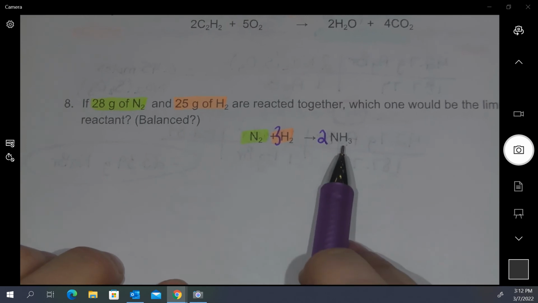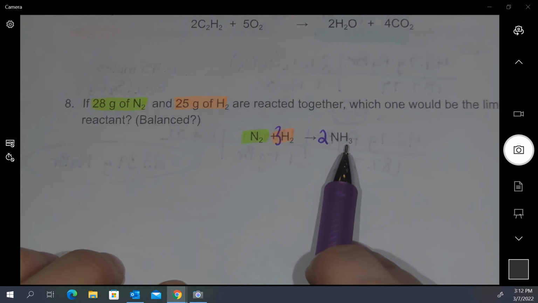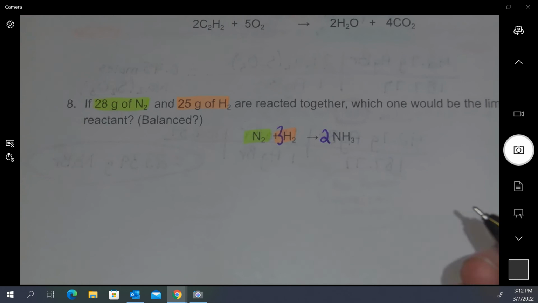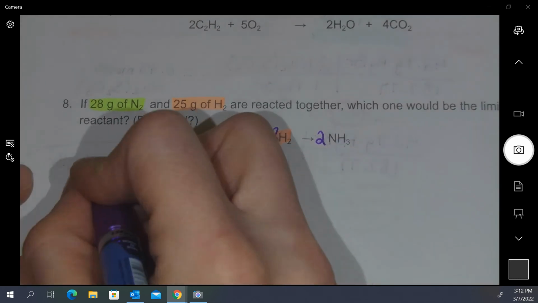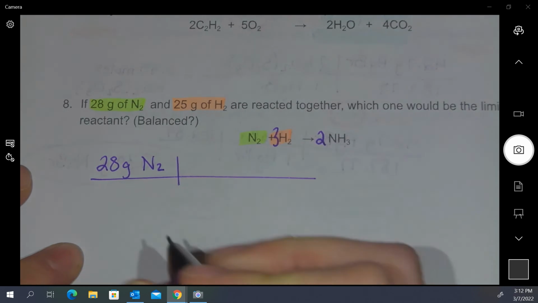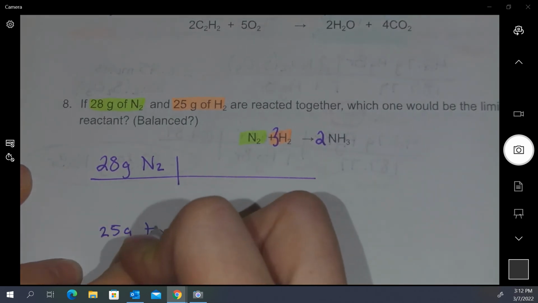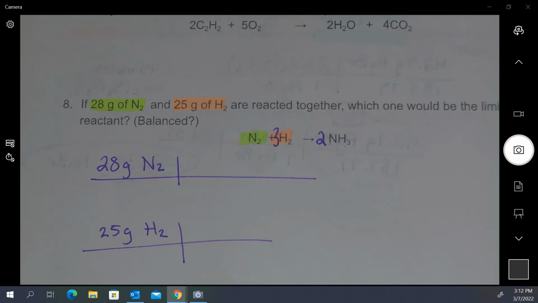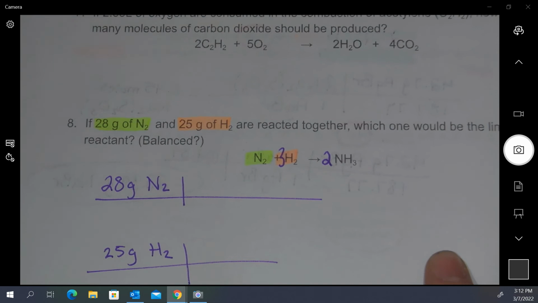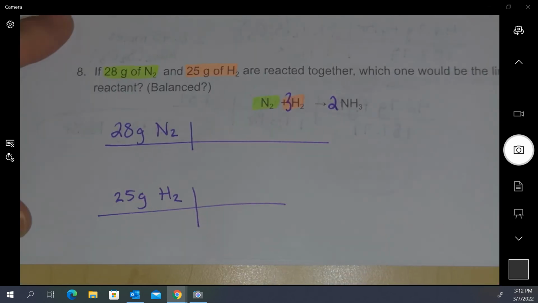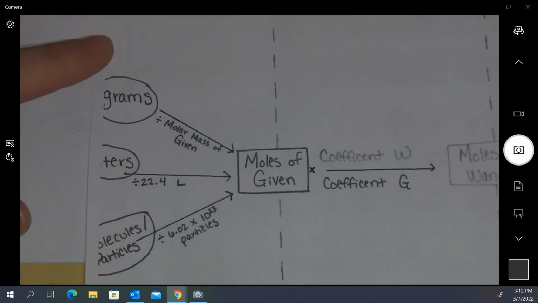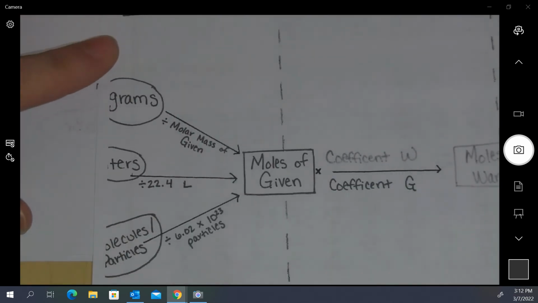Does it specify that I need to solve for NH3? No, but do I have another option? No other option. So NH3 is what I'm going to solve for. So we're going to have 2 train tracks going on here. We're going to start with 28 grams of N2 and 25 grams of H2. I'm starting with grams. What do I need to do for both of these since I'm starting with grams?